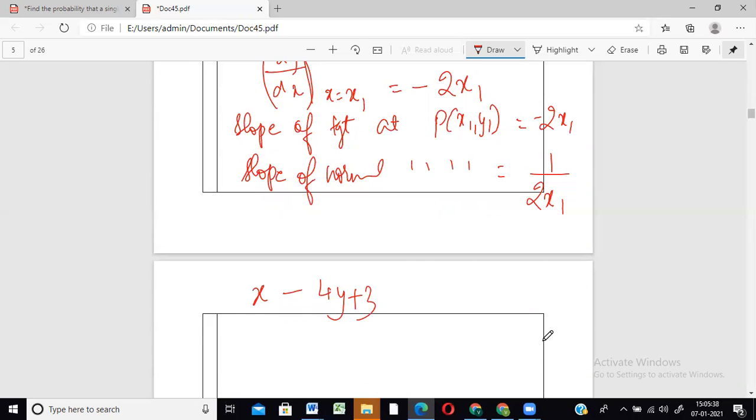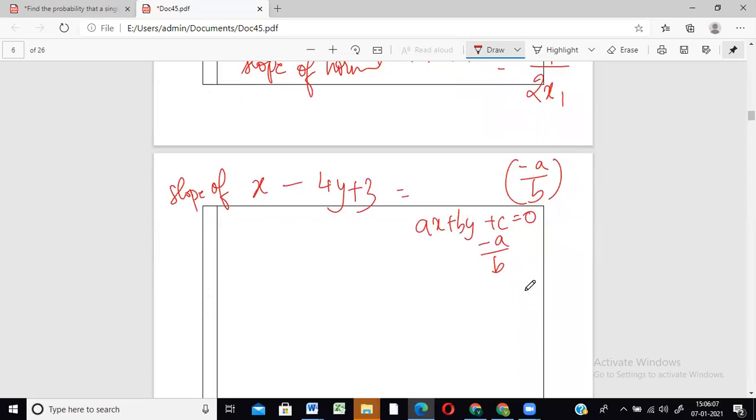Always remember, there is one small trick. If we want to find the slope of any line, if you have a line like ax plus by plus c equal to 0, then the slope will always be minus a by b. Here what do we write? Minus 1 upon b, right? So what is the answer? The answer is 1 by 4. This is the formula for finding the slope of the line. So the slope of this line is minus a by b, which is equal to 1 by 4.